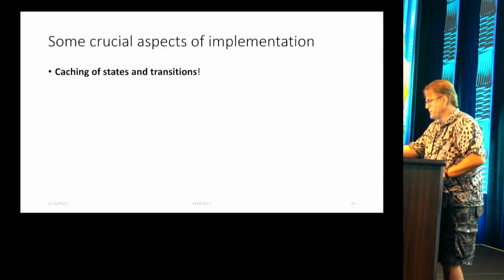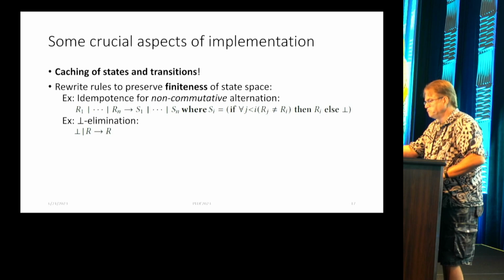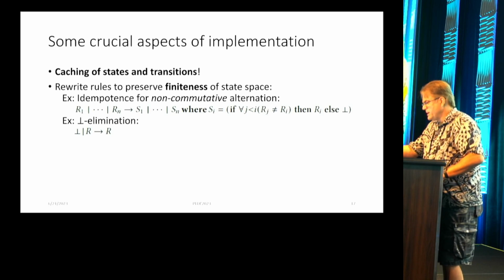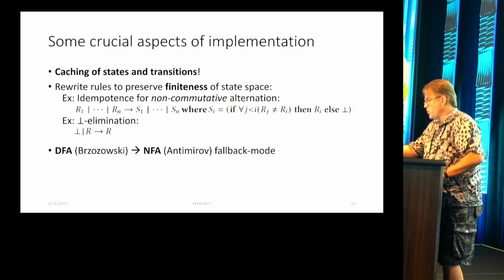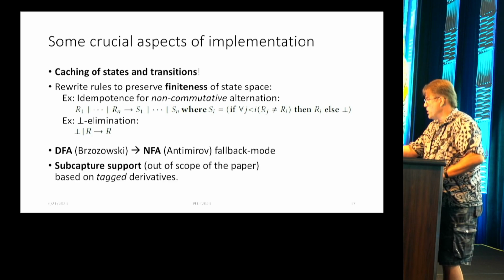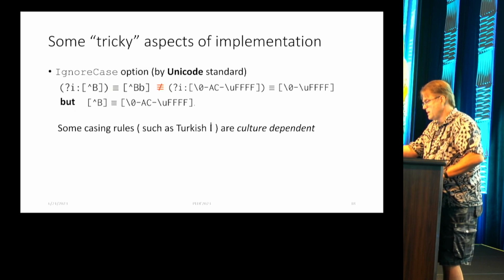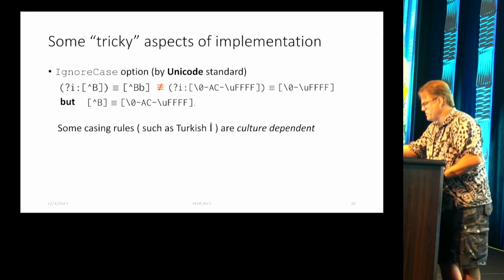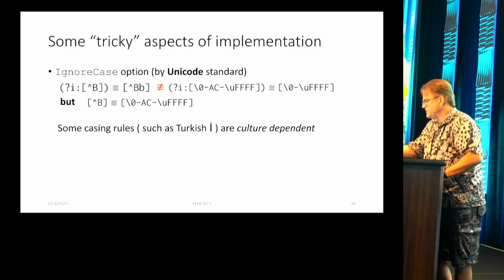Some crucial aspects of the implementation are caching, very important rewrite rules, for example, idempotence for non-commutative alternation, and then a fallback mode to NFA mode when you run out of state. So essentially, DFA versus NFA is a time-space trade-off. There are also some tricky aspects I want to go into, but I don't have time.